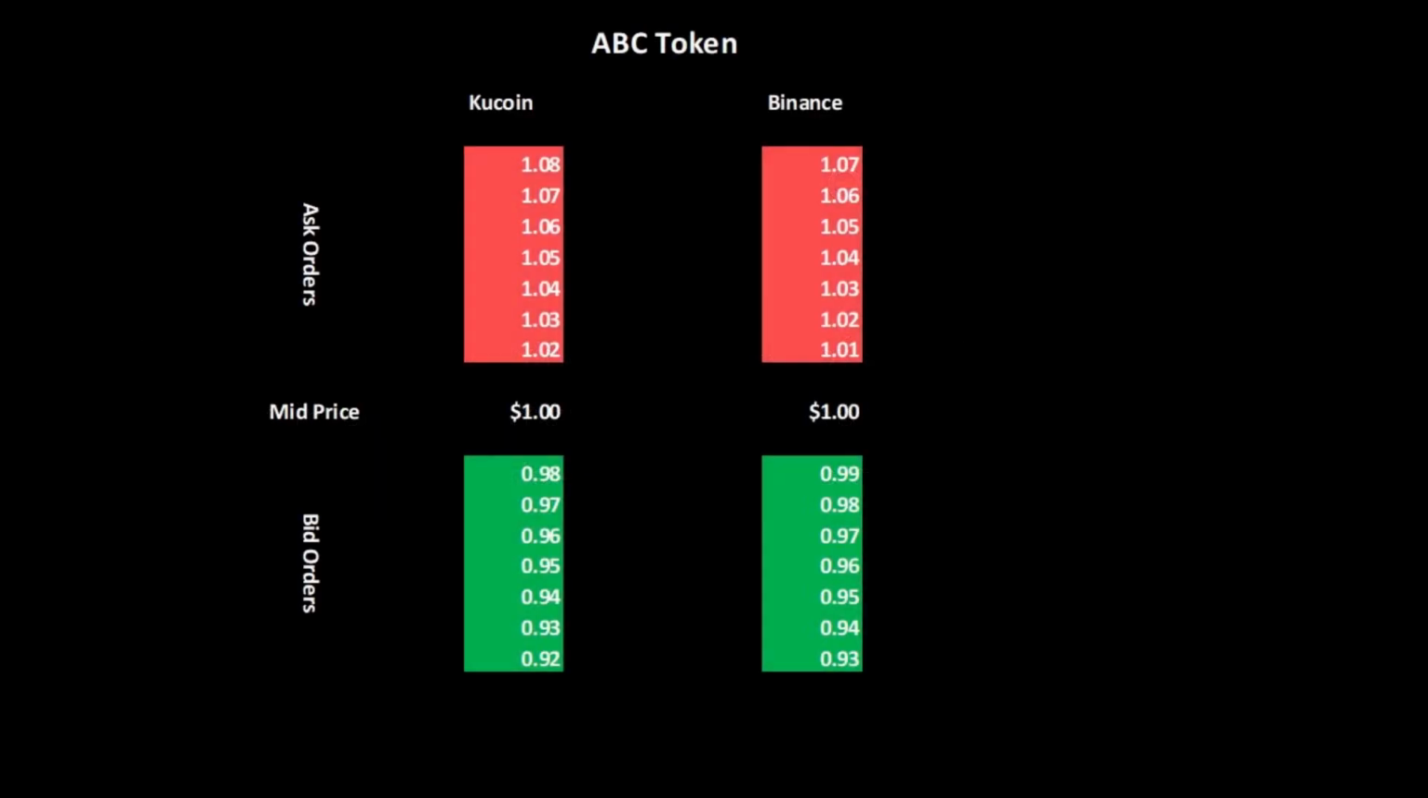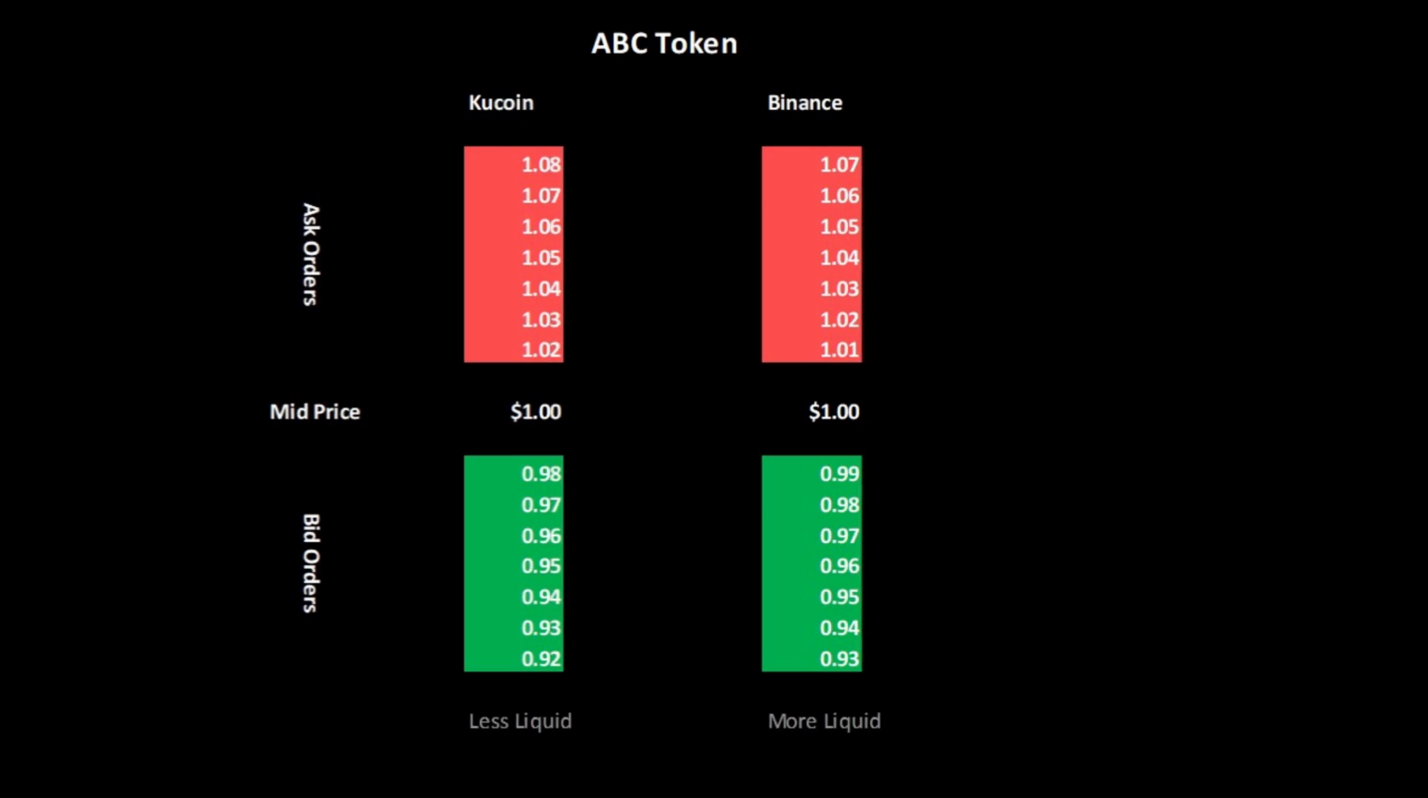Imagine a scenario where we are seeking to trade a hypothetical token, which I've called ABC token. In our example, we can see that ABC is listed on two separate exchanges, KuCoin and Binance. What we see when we look at the exchange data for this hypothetical situation is that KuCoin has a larger buy-sell spread than Binance. You can see in our scenario that on Binance the best bid order is 99 cents, whereas on KuCoin the best bid order is at 98. Similarly, on Binance the best ask order is at $1.01, whereas on KuCoin it is at $1.02.